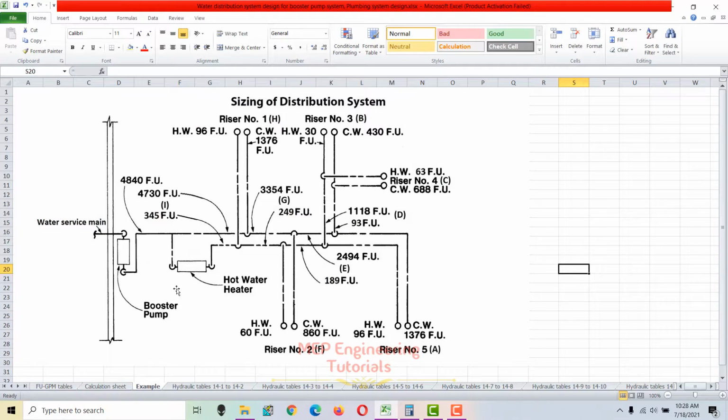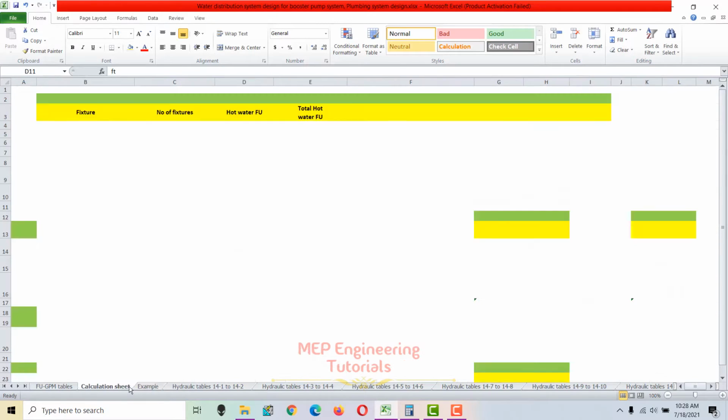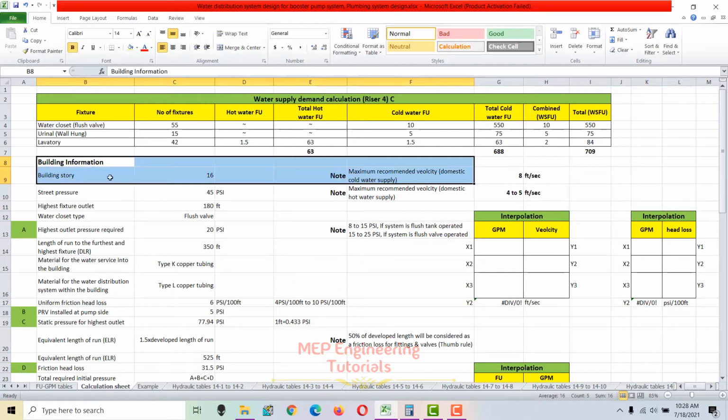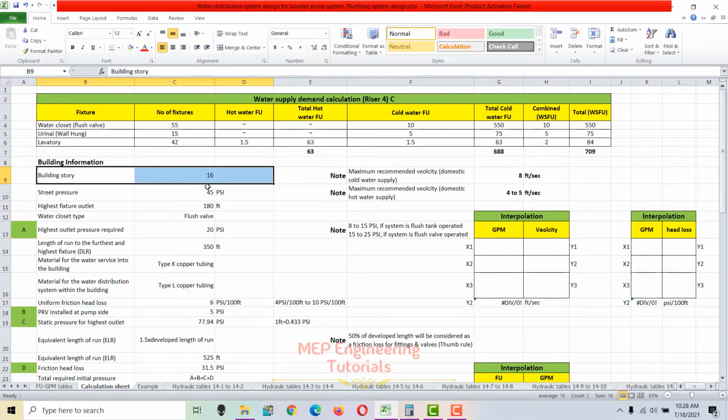So as you can see, we have a water service main line, and this is from the street main. The building information: it's a 16-story building, so I have written 16-story in here, and the street pressure we need to write here. So this street pressure, how will you get it? You need to get this from the local authority of your area. Normally they keep a record of the street pressure, so you need to write it in here. So let's say the local authority reported the street pressure is 45 psi in our area.